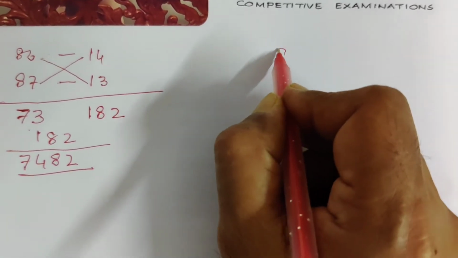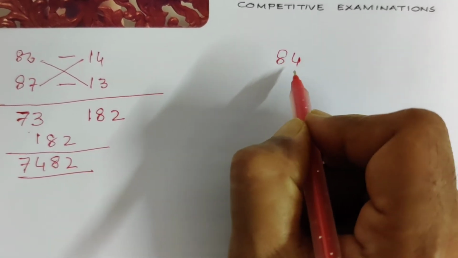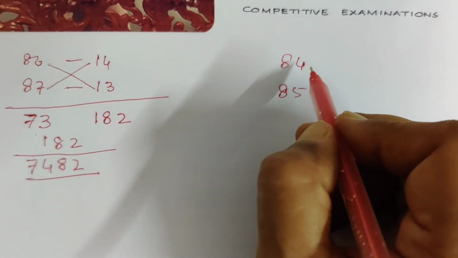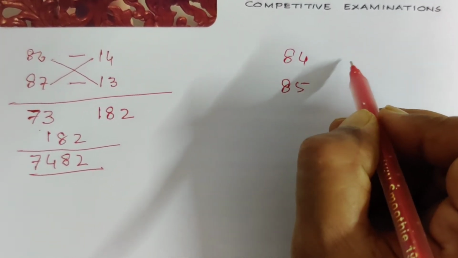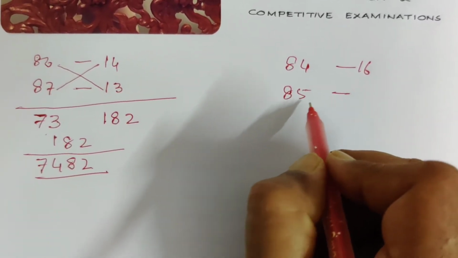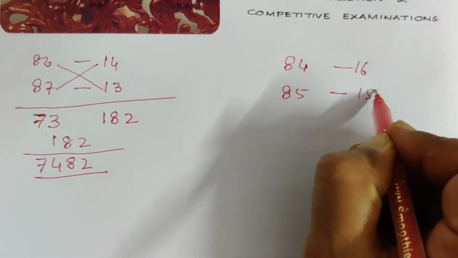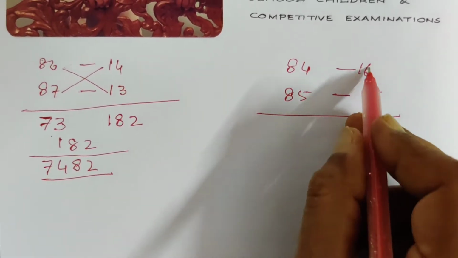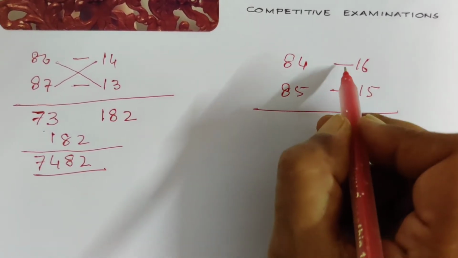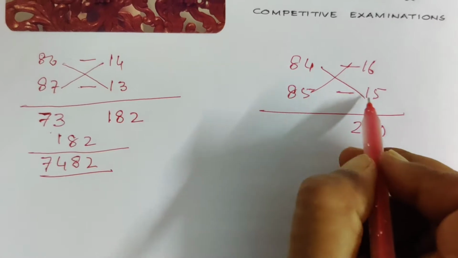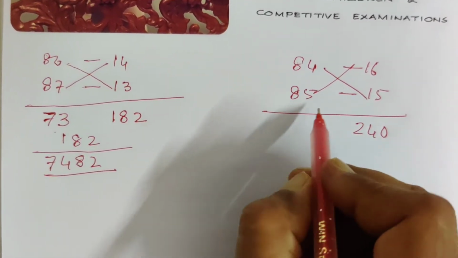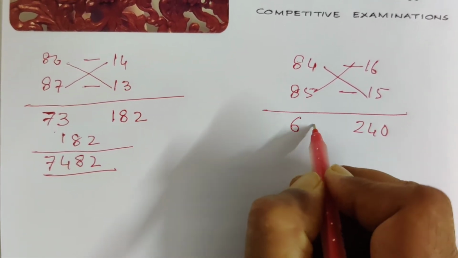Another one. Similarly, if you want to multiply 84 into 85, again doing the same thing. 100 minus 84 is equal to 16, and 100 minus 85 is equal to 15. What we have to do? Multiply 16 into 15. It is 240. And now cross subtract. Either you do this or you do this. Don't have to do this twice. So 84 minus 15 is equal to 69.